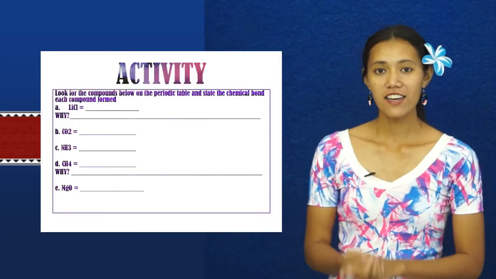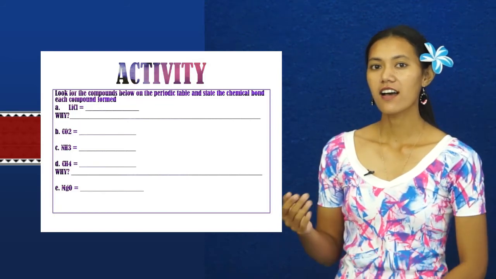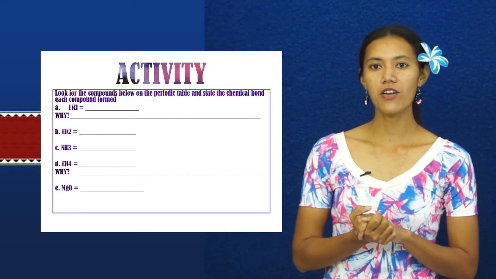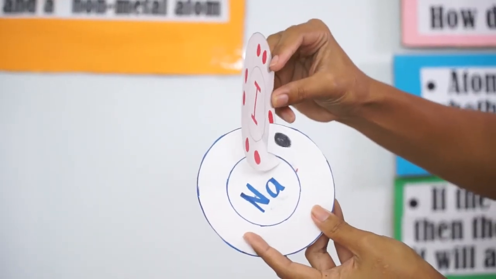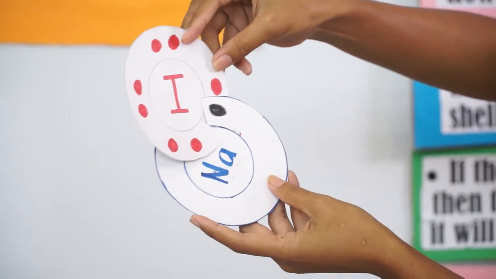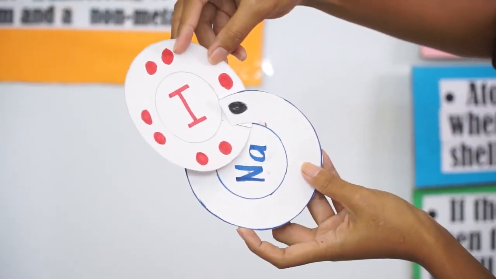So, here is your activity sheet. You can try what you have learned with the bonding process I did. Try making some models with paper and do the process of chemical bonding.